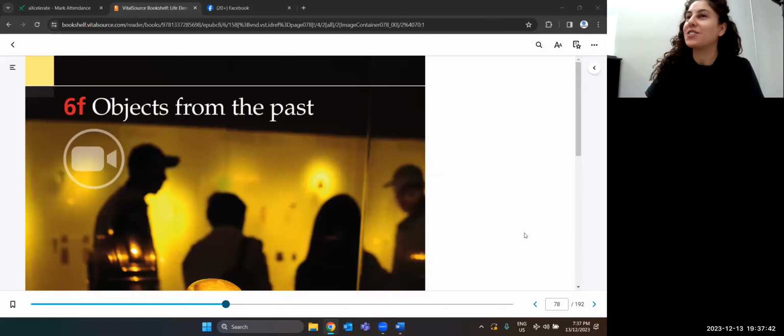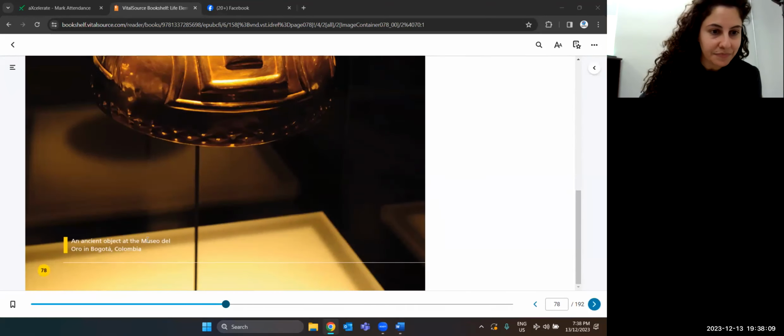Okay, so let's get back into our class. So as I said, we're talking about objects from the past. So objects, items, things from the past that people have made, not new creations, like new technology now, but very old objects. So I can see here, it says an ancient object at the Museo del Oro in Bogota, Colombia.